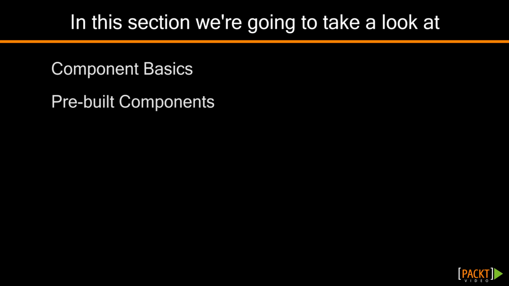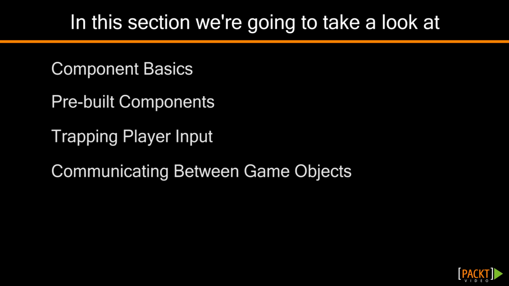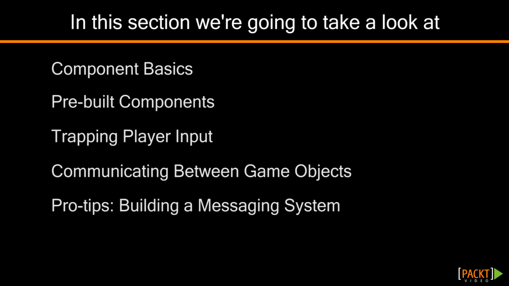some useful pre-built components that you can use immediately with very little scripting, how to trap player input to respond to interactivity. We'll also discuss how to communicate between game objects, so for example, how to get your player to communicate with an NPC. And finally, in the Pro Tips segment, we'll discuss building a messaging system, which is a useful way to communicate between objects in the background.